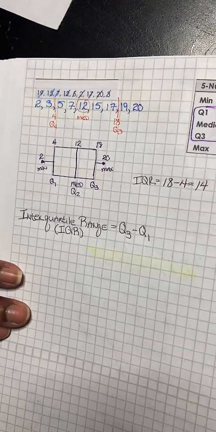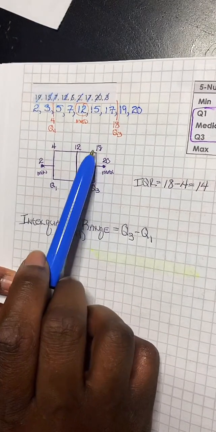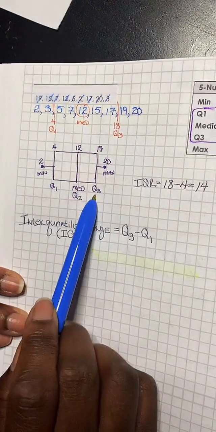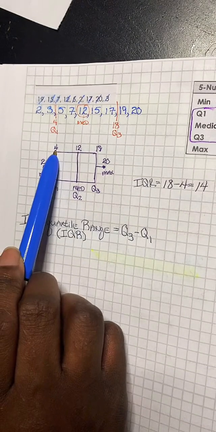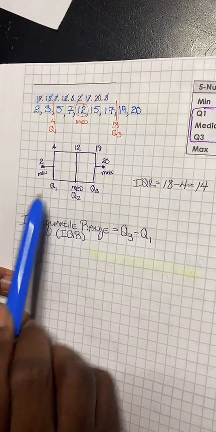How did I add it? I didn't add it, I subtracted. So I took the 18 from the Q3 minus the 4 from the Q1.